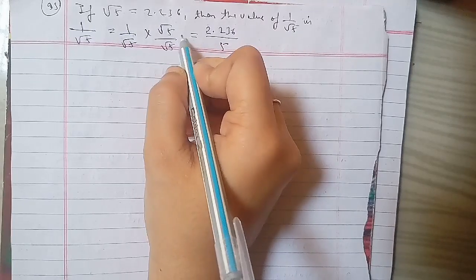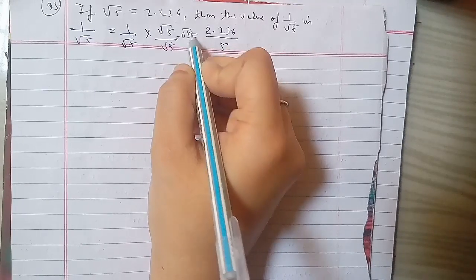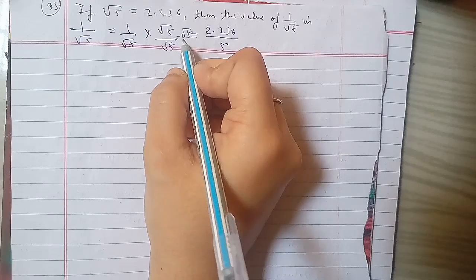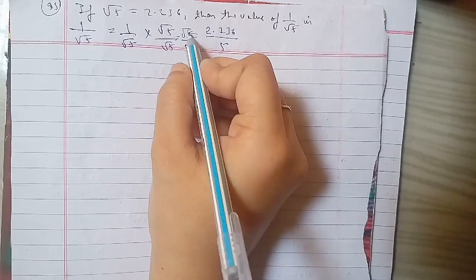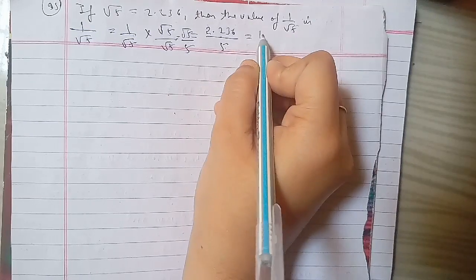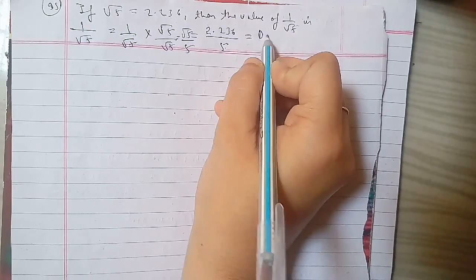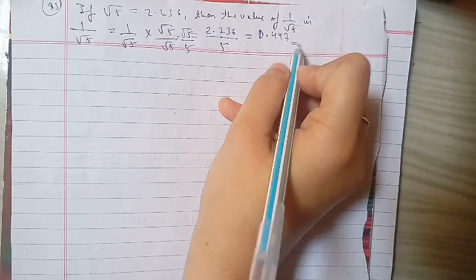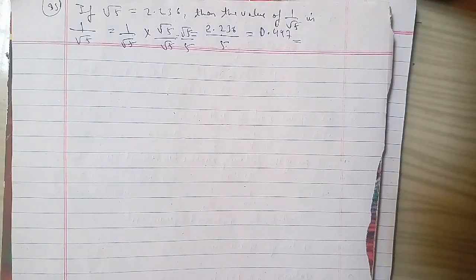Further, the step is root 5 upon 5. Root 5 carries 2.236, upon 5. If we further cancel it out, we'll get 0.447. That will be the right answer for this question as well.